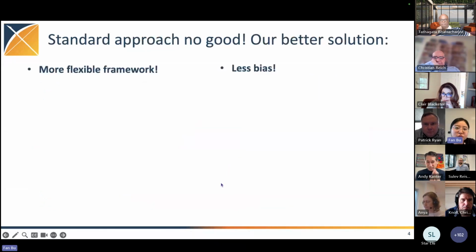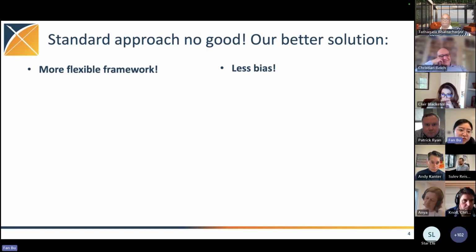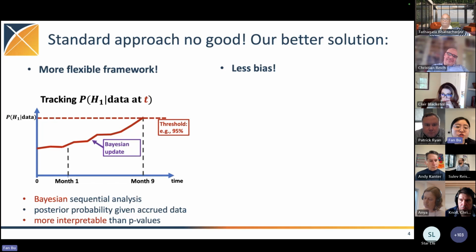Because of those reasons, we have been working with the FDA CBER Center to try to develop a better solution. We want a more flexible framework so that we don't need to rely on a pre-specified schedule for years into a vaccine campaign. And we want to reduce the bias so that we can produce more reliable results. So in order to have a more flexible framework, we propose in our paper to use a Bayesian sequential analysis framework instead. Instead of looking at p-values over time, we now look at something called the posterior probability of the hypothesis, conditional on the data over time.